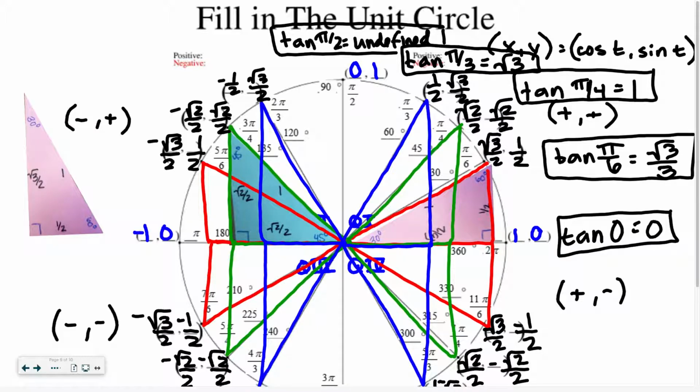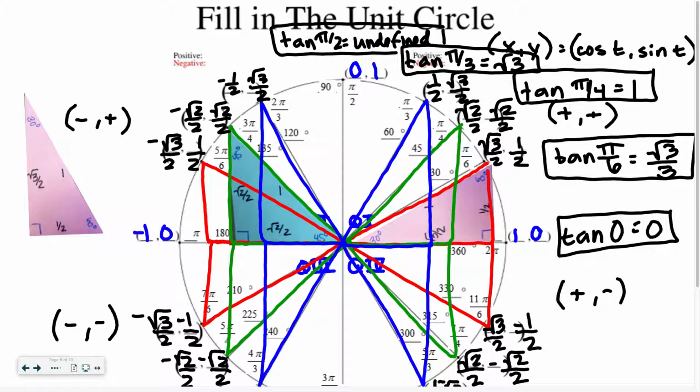If I were to ask you, what is the tangent of 5 pi over 6? It will be in the same family as pi over 6, so square root 3 over 3, but in the second quadrant, tangent will be negative. So it would be negative square root 3 over 3. I know it's going to be negative because my y and my x have different signs in quadrant 2.